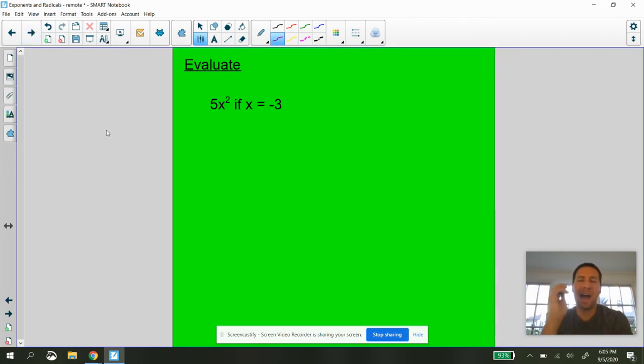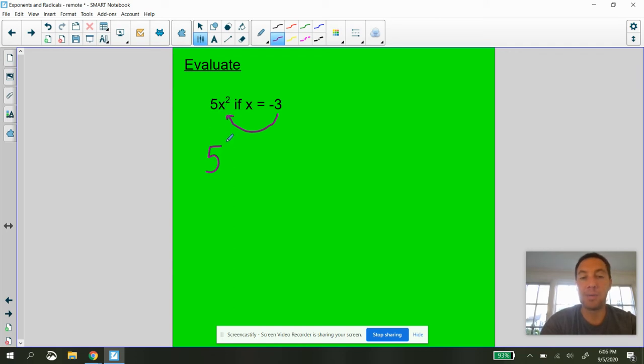All right, how do we evaluate 5x squared if x equals negative 3? Well, it's a good thing we just learned about exponents and powers because that's going to help us here. So the first thing you have to do is replace that x, that variable, with what x equals. In this case, it equals negative 3. Now here's something you need to know. Whenever you're plugging a number in for a variable, there is an implied parentheses. That means when you write it out, you're writing 5.